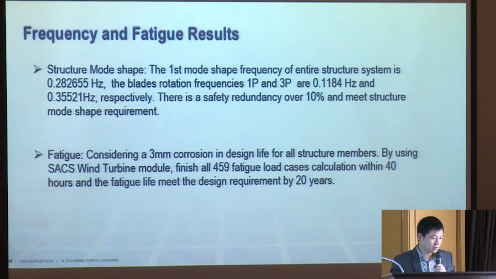For the fatigue analysis, they consider a 3 mm corrosion in design life for all structure members. And by using SACS wind turbine module, they finish all 459 fatigue load cases calculation within 40 hours. And the fatigue life meets the design requirement of 20 years. 퍼티그에 대해서는 모든 구조 멤버에 대해서 설계 수명의 3mm 이렇게 부식을 고려를 했고 삭스의 윈드 터빈 모듈을 사용해서 모든 459개의 퍼티그 로드 케이스의 계산을 40시간 내에 완성했다라는 내용이었고요.